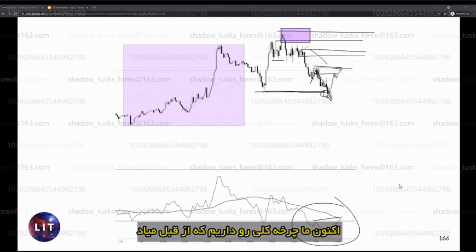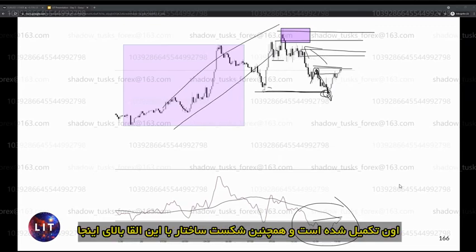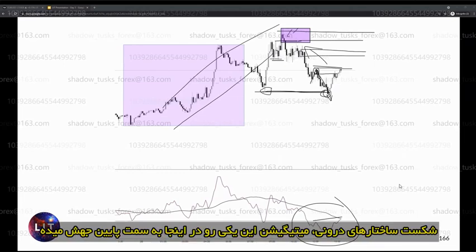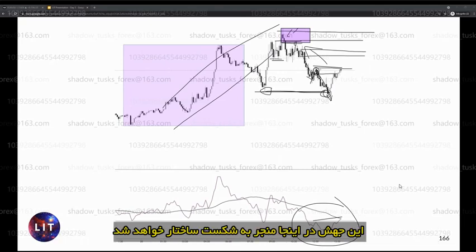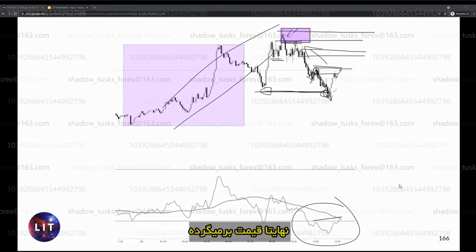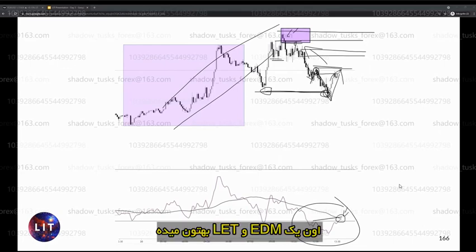Now we have the whole cycle coming from before completed, and also the break of structure with this inducement above here, internal break of structures, mitigation of this one in here, push downwards. This push led to the break of structure. Finally, price comes back. What does it do? It gives an LIT and an EDM.